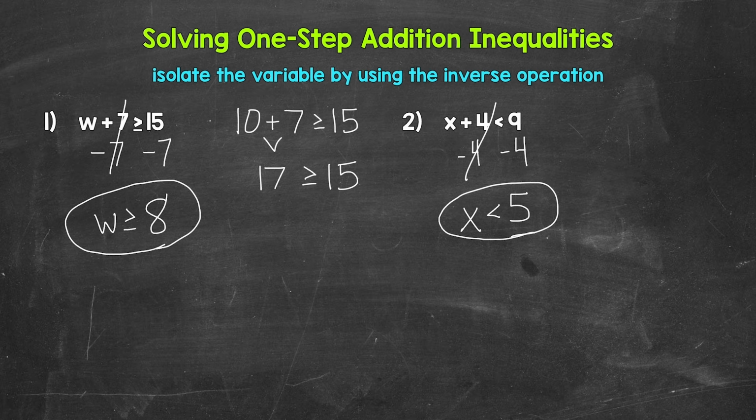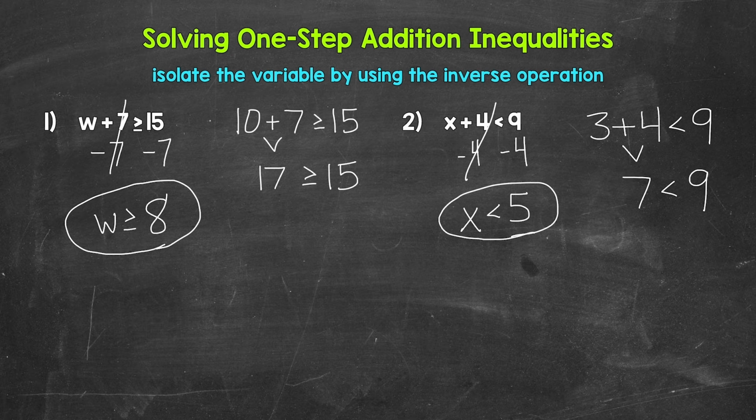So any value less than 5 is a solution of this inequality. It makes it true. Let's check one, so we can pick any number less than 5. Let's use 3. So plug in 3 for x here. So we have 3 plus 4 is less than 9. 3 plus 4 gives us 7. 7 is less than 9, so we are correct here. Our answer for number 2, x is less than 5. So any value less than 5 will work for this inequality, will make this inequality true.